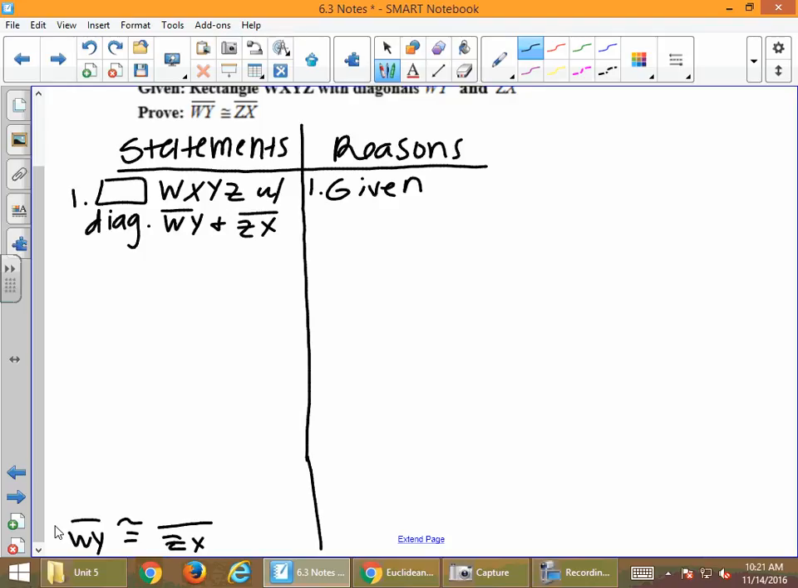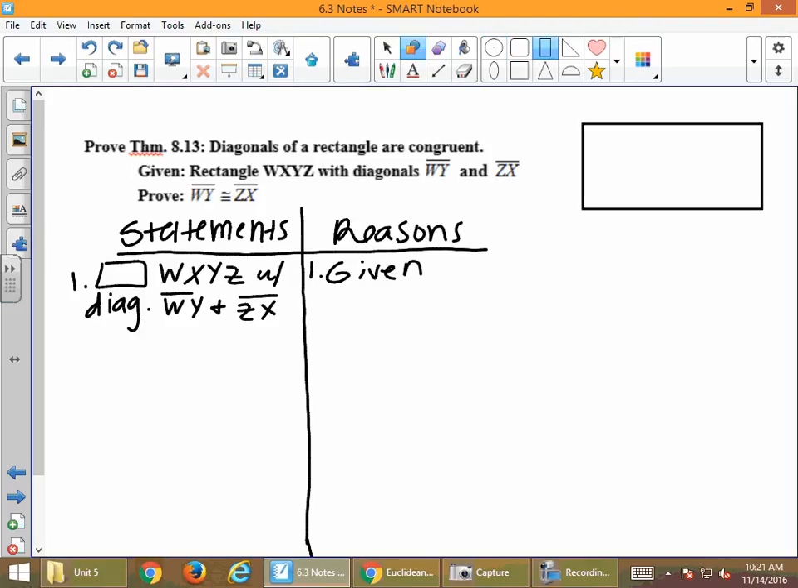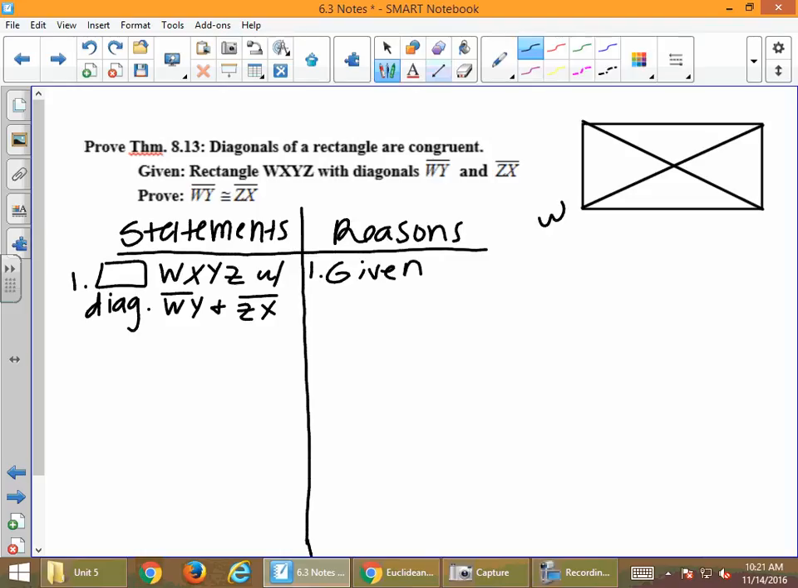Yeah, a diagram. So if you don't have your diagram, draw it. So we know we have a rectangle. We can draw a rectangle. We can cheat and draw a really nice one. And we know our rectangle has diagonals, so we're also going to draw those in. And then label the vertices W, X, Y, and Z. It looks something like that.